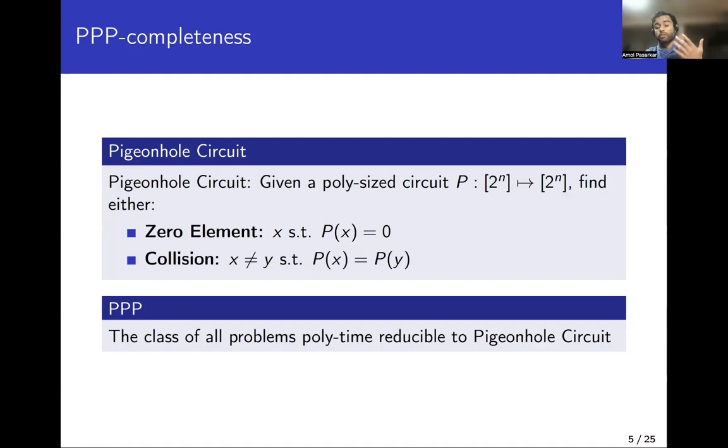To make that more concrete, that means that there's 2^n elements in the domain that are being mapped to a set of size 2^n minus 1. And by the pigeonhole principle, there has to be a collision. So we then define the class of problems that are polynomially reducible to a pigeonhole circuit as the class PPP. And of course, I'd like to emphasize that this problem is hard because the function is represented concisely by a polynomial in n circuit, whereas the search space is actually exponential in n.